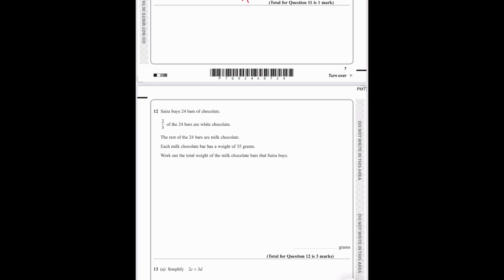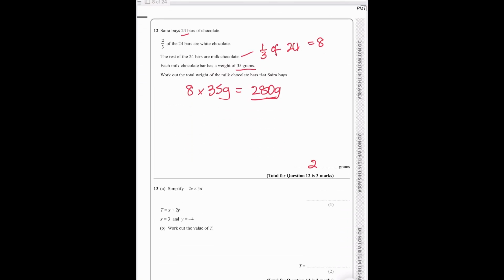Sarira buys 24 bars of chocolate. 2/3 of the chocolate bars are white chocolate. The rest are milk chocolate. So that means 1/3 are milk chocolate, and 1/3 of 24 is 8. Now each of these milk chocolates weighs 35 grams. So 8 times 35 grams gives me 280 grams. The answer is in grams, so that's 280.